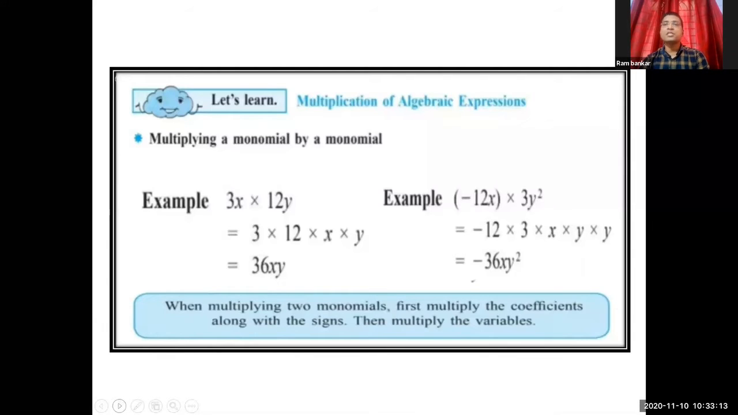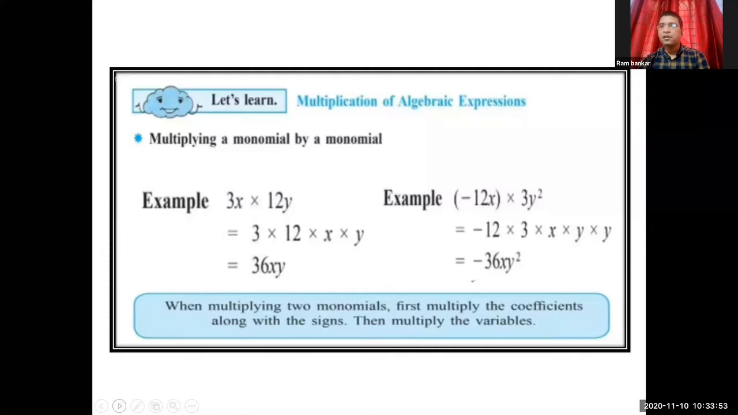Now look at the first step. What is the first step? You have to multiply coefficient with coefficient and variable with variable. Coefficients separately and variables separately. What are the two coefficients? 12 into 3. 12 threes are 36. So 36 is there. And x into y, xy. So 36xy is the answer of this expression.